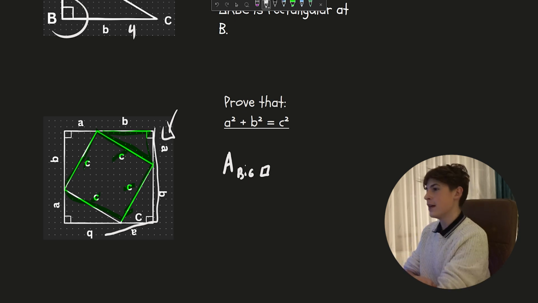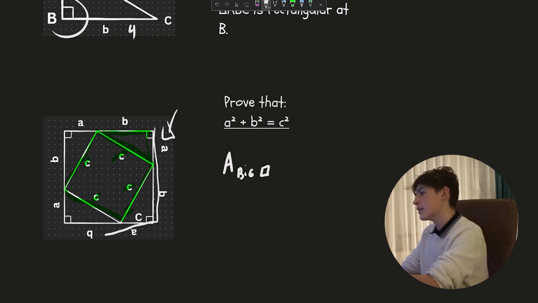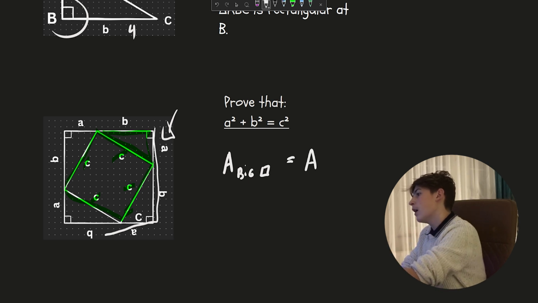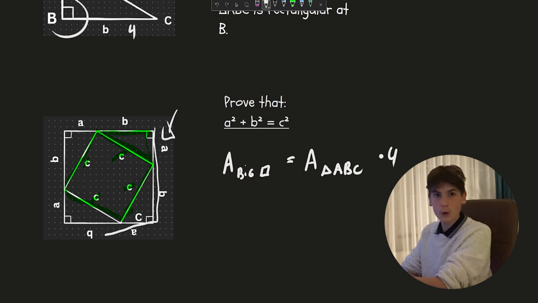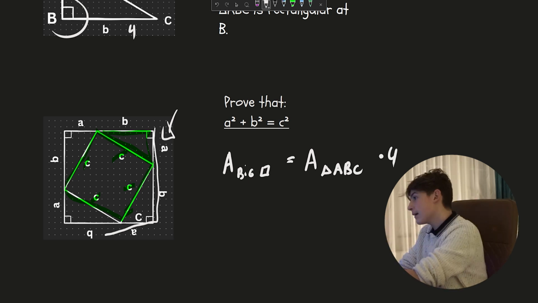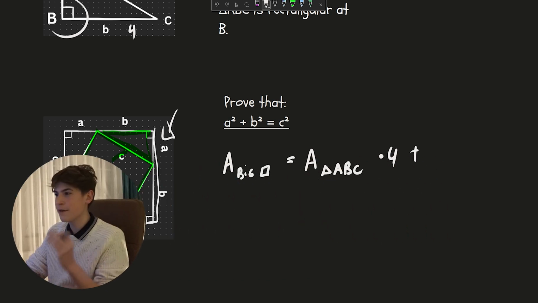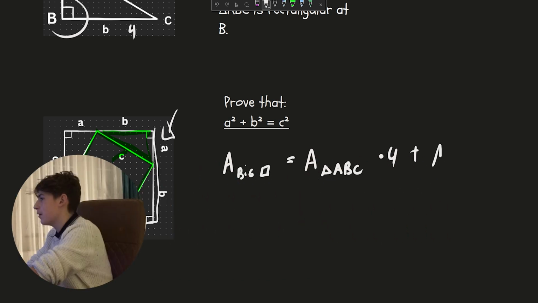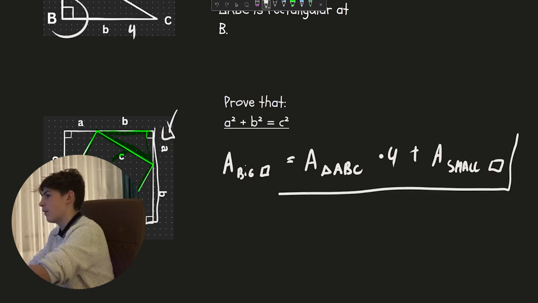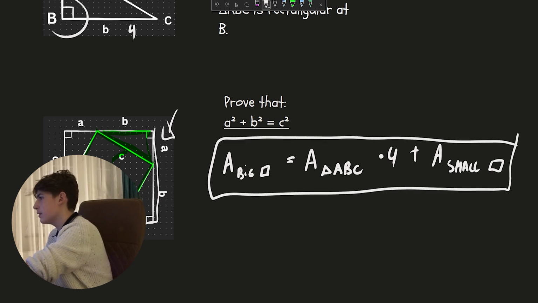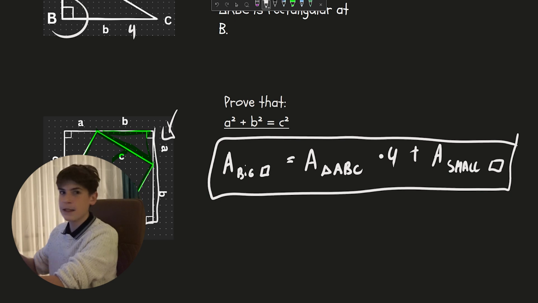And the pattern is, the area of the big square is composed of the area of triangle ABC times 4, because there are 4 triangles in our square. And add to that something else. We have to add to that the area of the small square. You can write here a small square, and this is the pattern we have right here, okay? This is a very good starting point to our proof, and we can continue it right away.